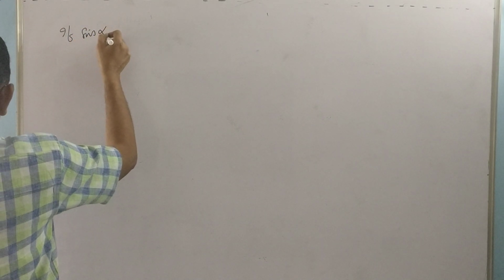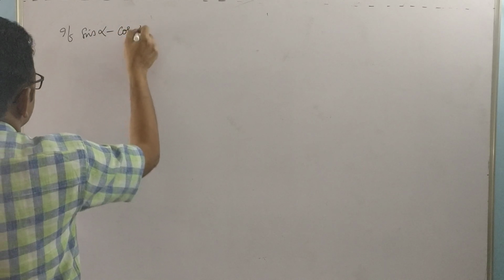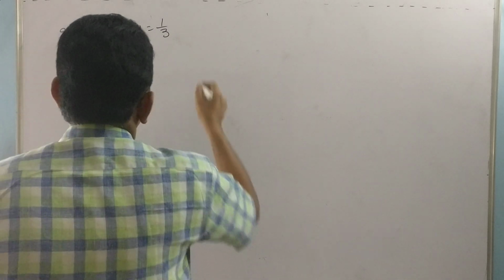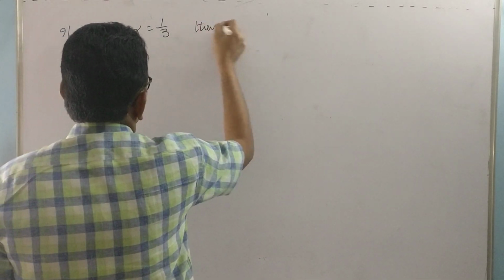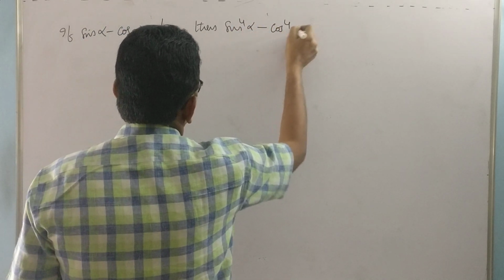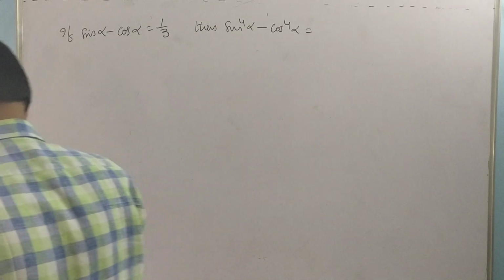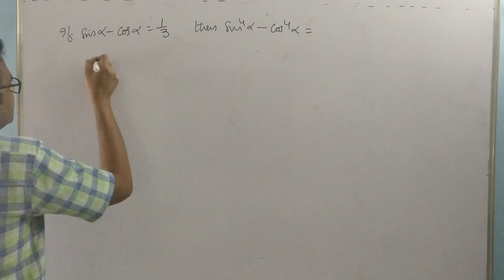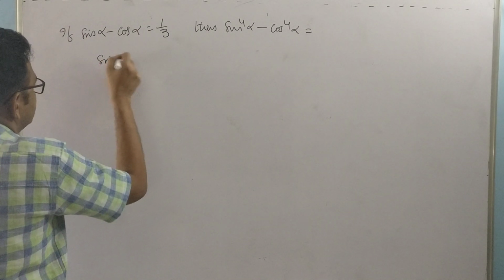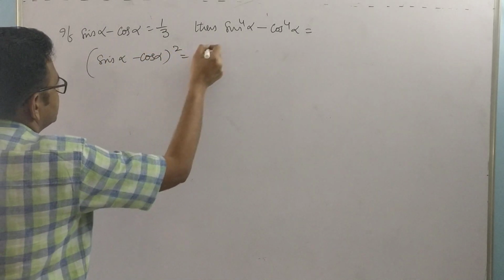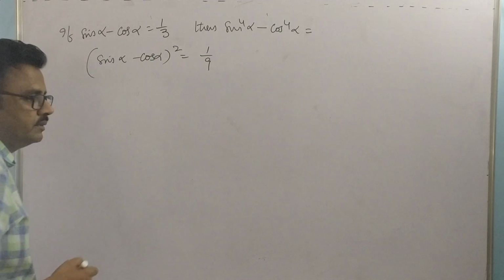If sin alpha minus cos alpha is equal to 1 by 3, then sin power 4 alpha minus cos power 4 alpha is equal to? Sin alpha minus cos alpha whole square, squaring on both sides, is equal to 1 by 9.